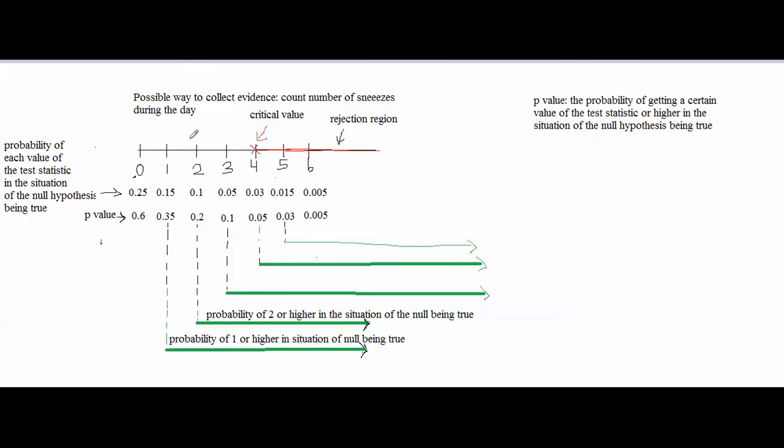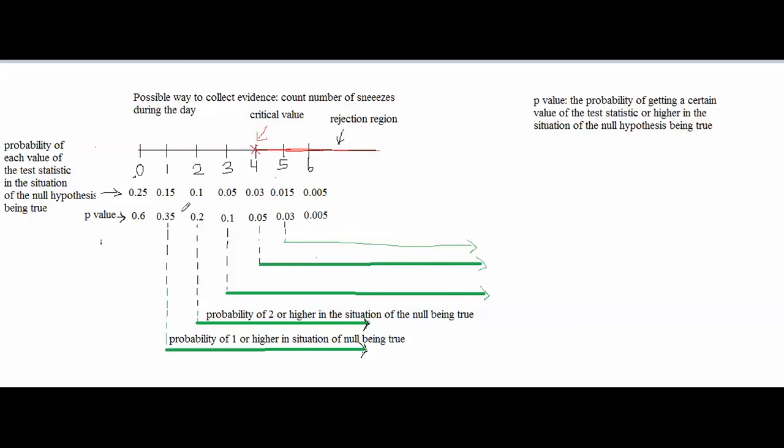So, let me say this one more time. Outcomes below the critical value have p-values above 0.05. The critical value itself has a p-value of 0.05, and outcomes past the critical value have p-values below 0.05.